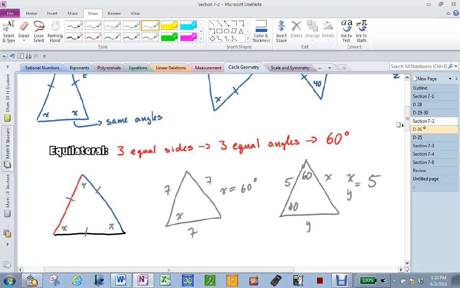Everybody okay with equilateral? Yeah? Yeah.